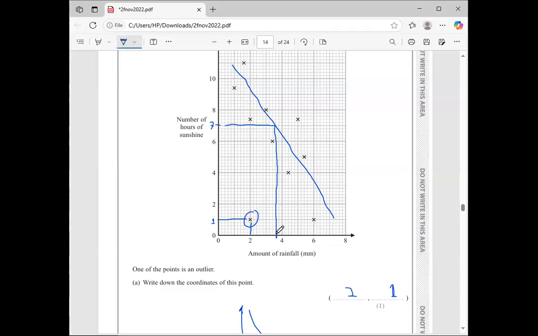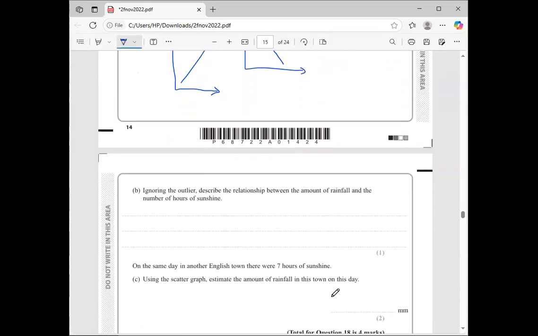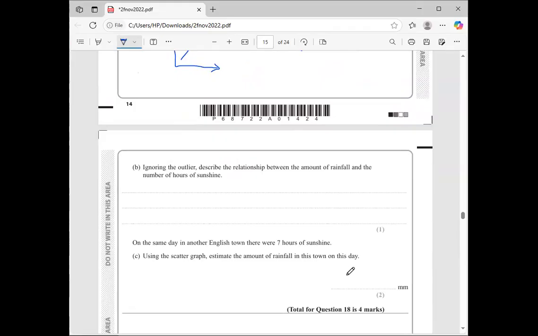Okay, so do you agree with what I said now? Yes. Okay, good. So if we're to get this point, that means in the middle here is already 3. So 3.2, 3.4, 3.6. So the answer should be what? 3.6 mm. 3.6.